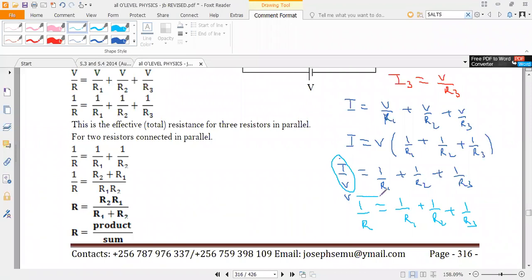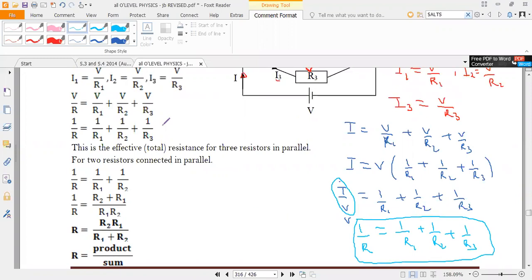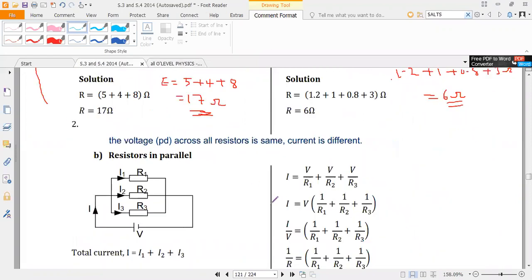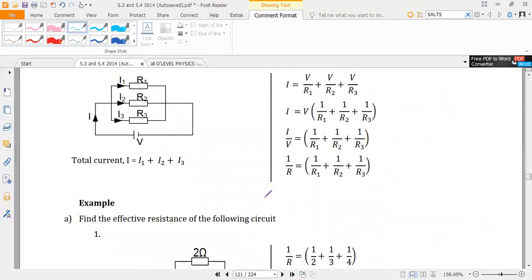So basically, to find the effective resistance for resistors which are arranged in parallel, we use the equation 1/R is equal to 1/R1 plus 1/R2 plus 1/R3. So that is the equation that is given up here. Even if you check this side, it is the same equation: 1/R is equal to 1/R1 plus 1/R2 plus 1/R3.